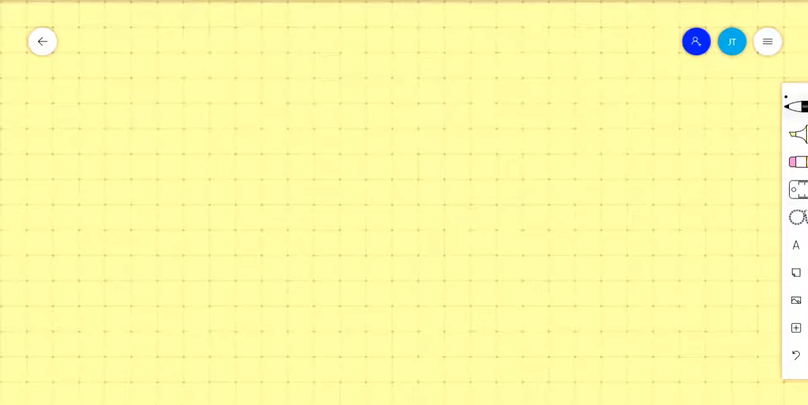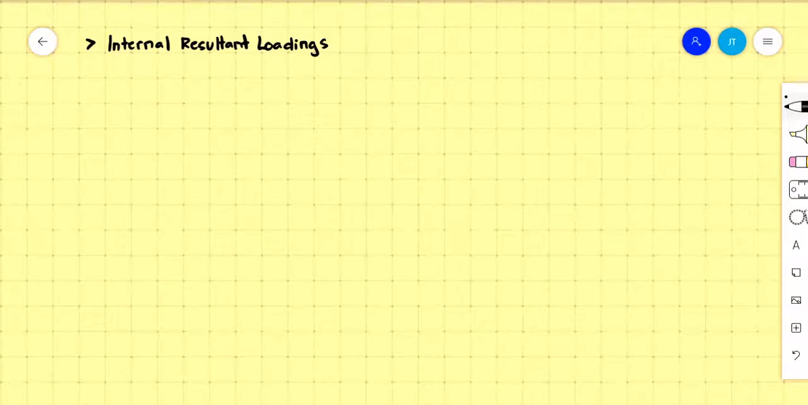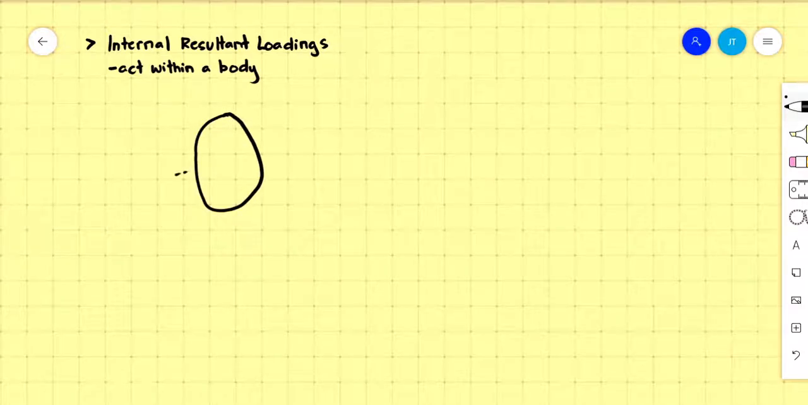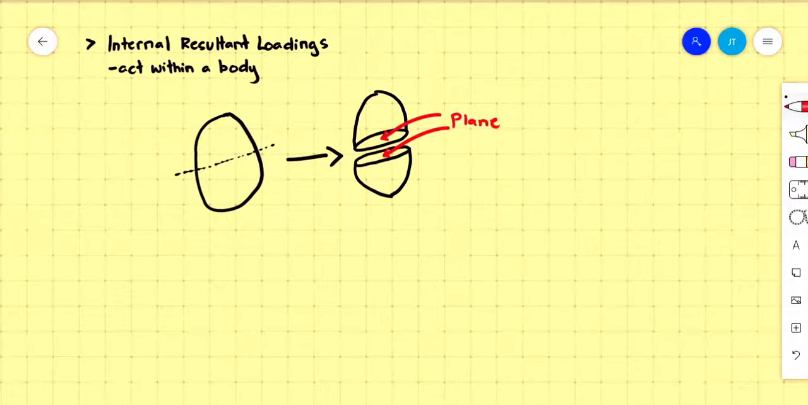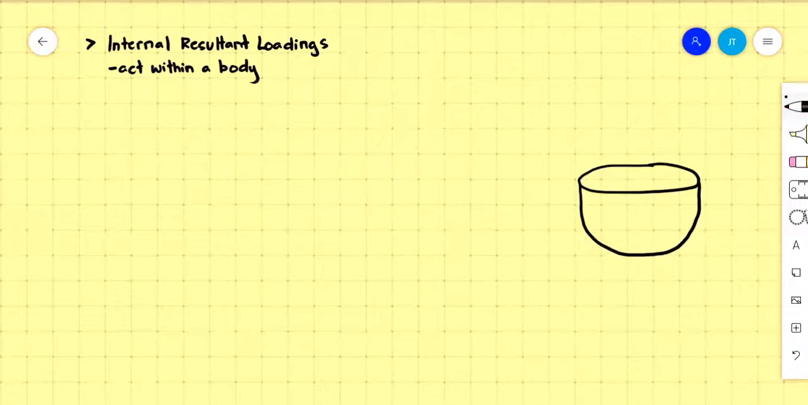Last is the internal resultant loadings. They are resultant loadings that act within a body. In order to obtain them, it is necessary to make an imaginary cut straight through the body and consider the plane area the cut makes. Internal resultant loadings differ on the plane area where it acts.